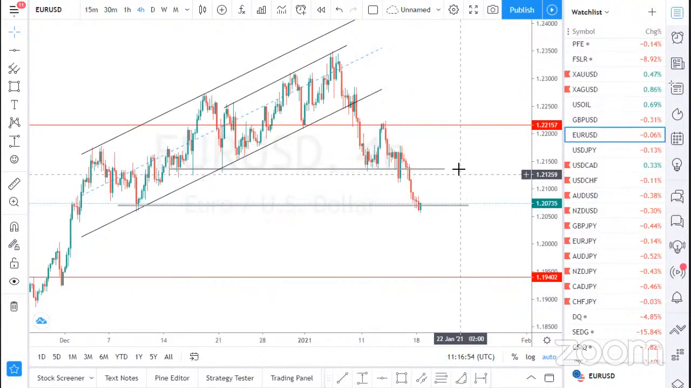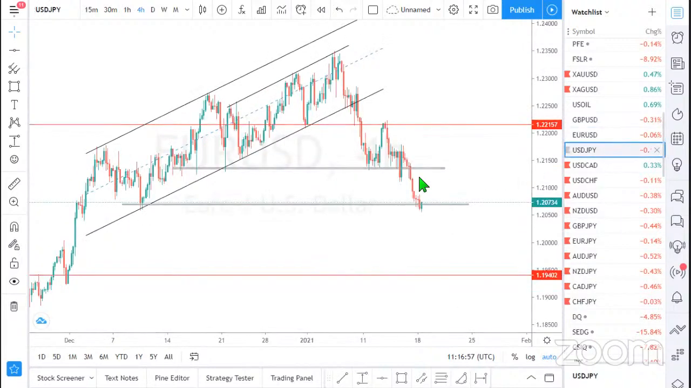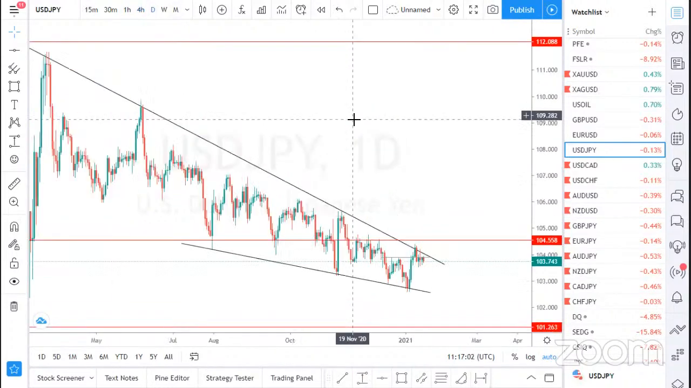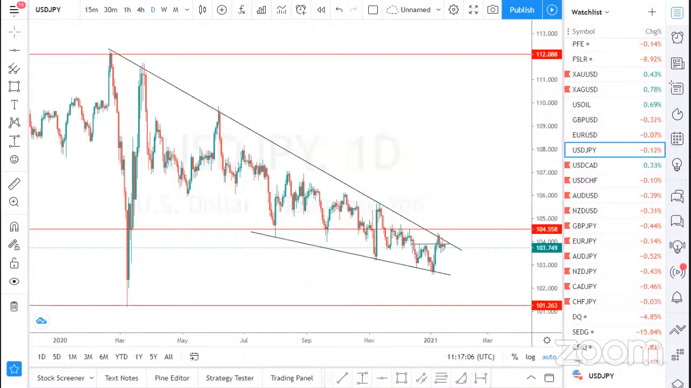So let's check as well on the USD yen. USD yen, let's check the daily chart frame. The daily chart frame is still under the influence of the extension of the dynamic resistance trend line we got right from this level, that is from March of 2020. We can see how this level has been rejecting price for a bearish downward rally. So the USD Japanese yen is still under the influence of the bears.